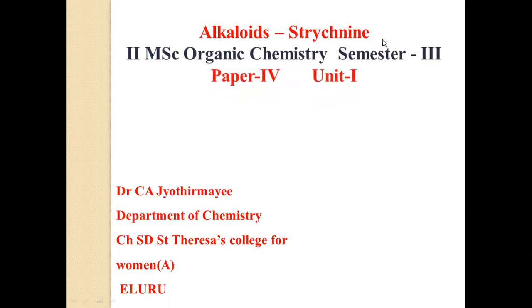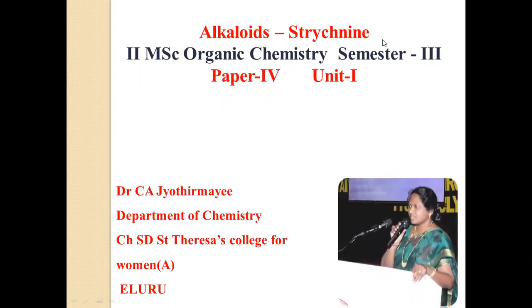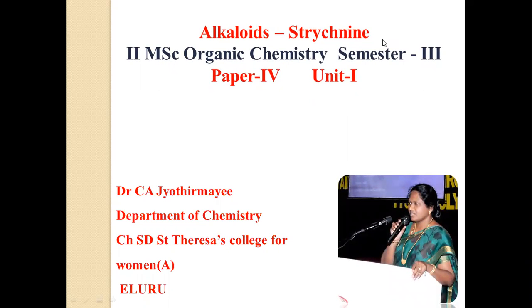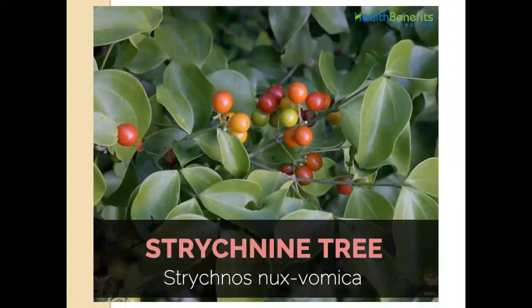Today, we shall discuss another important alkaloid, that is strychnine. As we already know, alkaloids are medicinally important compounds, that is organic compounds, usually obtained from plant sources. Today, we are discussing strychnine, that is obtained from Strychnos nux vomica. This is the botanical name of the plant, Strychnos nux vomica.